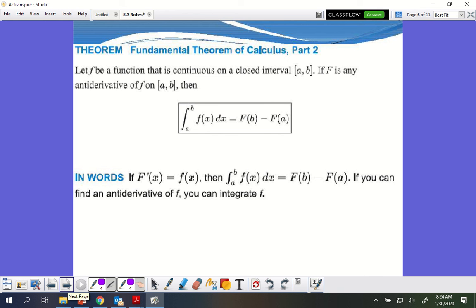Okay, Fundamental Theorem of Calculus part 2. Let a function f be continuous on a closed interval from a to b. If capital F is any antiderivative of f on a to b, then it could be the antiderivative of the top minus the antiderivative of the bottom. So we take the antiderivative, plug in the top, and then minus the antiderivative with the bottom plugged in. And that's going to give me my total right there.